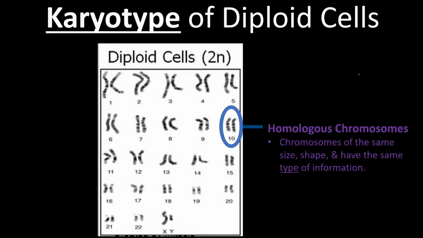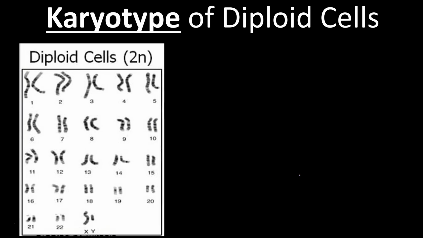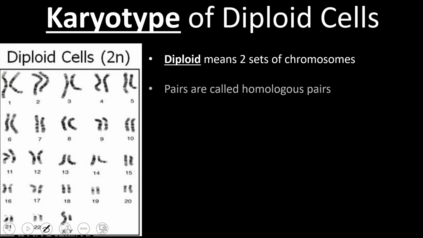Now, if we look at the karyotype of a diploid cell, now that word homologous chromosomes comes into play. We match up the chromosomes based on their size, shape, and type of information, aka the genes that they have, okay? And diploid means 2 sets of chromosomes. Each pair is a homologous copy or a homologous pair. So each person has 2 copies of chromosome 5, 2 copies of chromosome 8, 2 copies of each one.